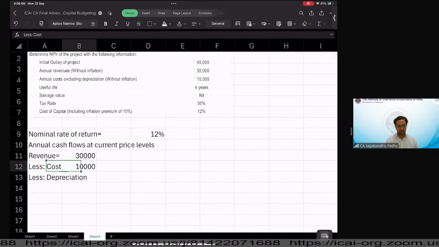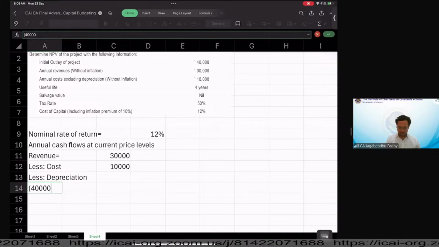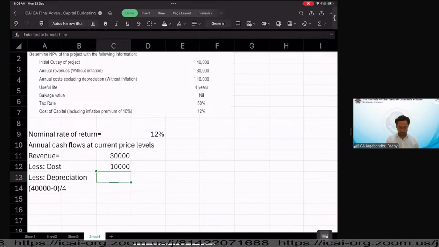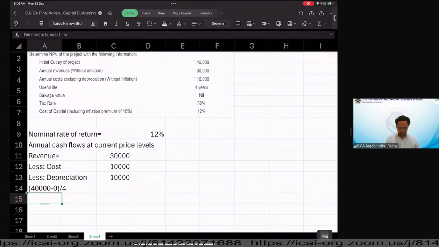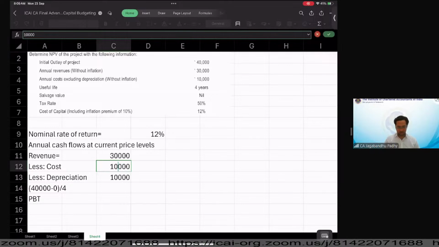We need to give the impact of depreciation. What will be the amount of depreciation, guys? There's an initial outlay of 40,000 and annual cost excluding depreciation, and the salvage is nil. So what is the amount of depreciation per annum? It will be 40,000 minus 0 divided by the project life, which is 4 years. That will be 10,000. This will actually give us the profit before tax. Profit before tax is, let me write them as a negative number.